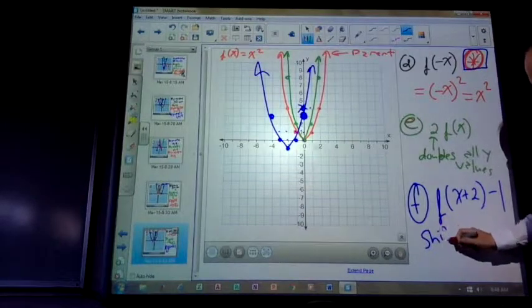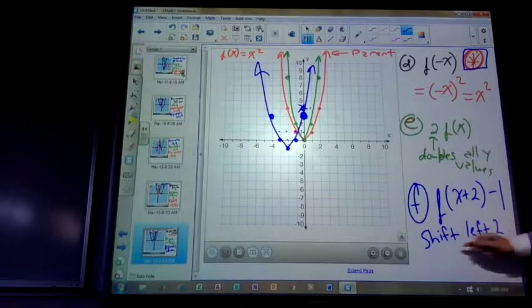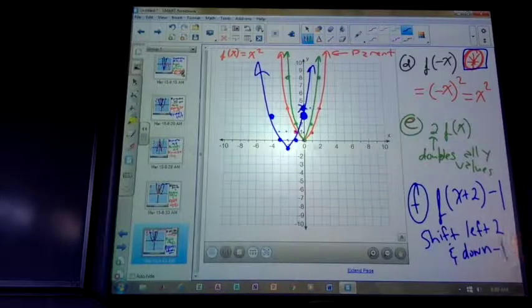Shift left 2 down. Did I spell it right? My teacher was cussing today. He didn't know how to spell shift. Oh boy. Okay, so I think I kind of made sense of this. But I think we can make it work.